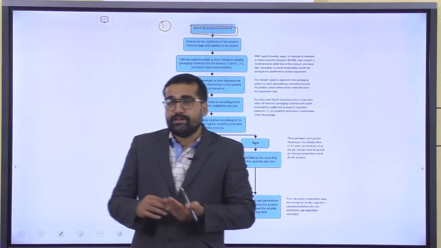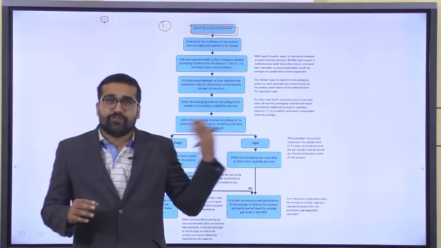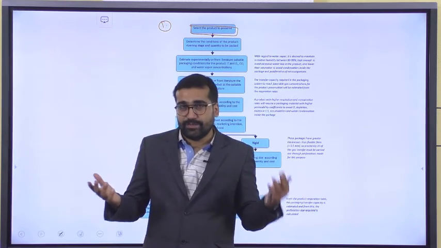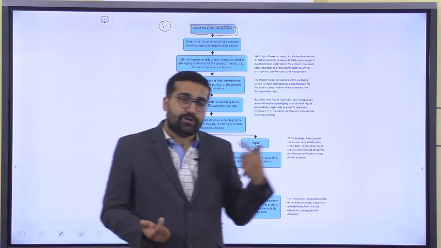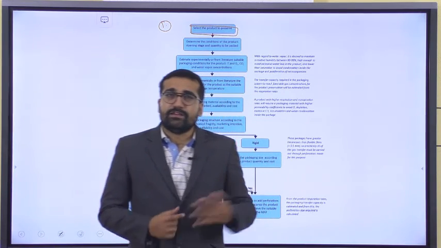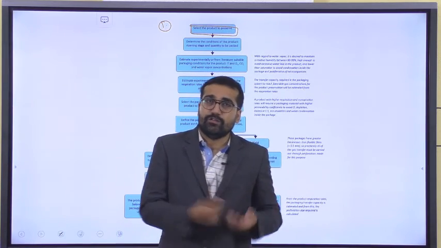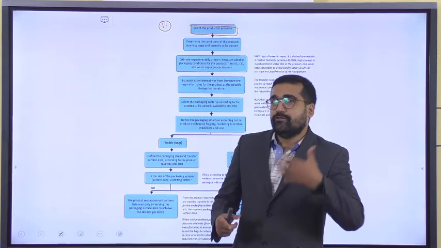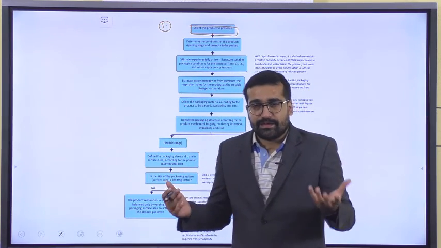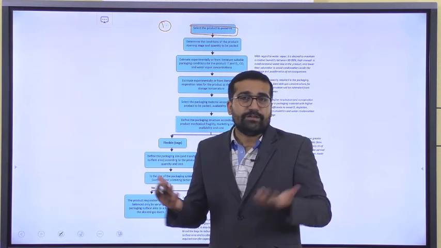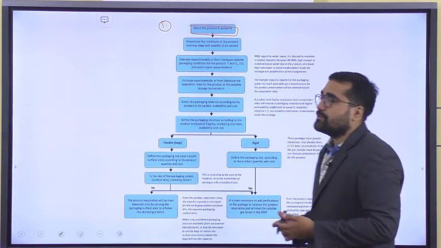For example, if we are designing MAP, modified atmospheric packaging, for fish meat and chicken meat, then the composition of the gases inside the pack will vary for both. Although both are meat products, it will vary. Not only with fish and meat, but also with the age or tenderness of the meat, the properties of the meat.